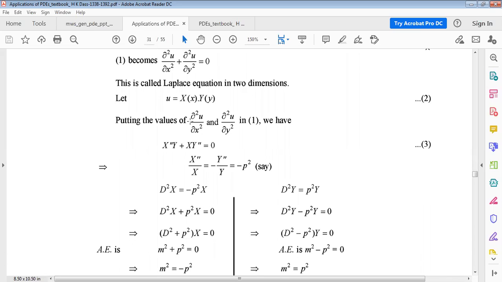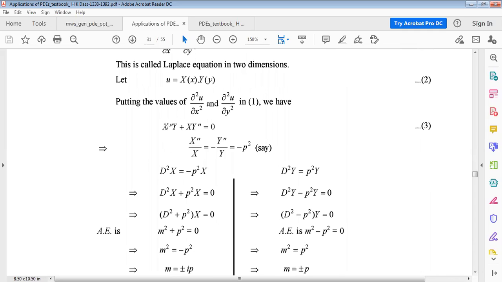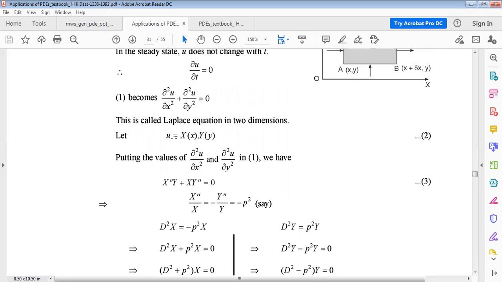Now taking double differentiation, del square u by del x square and del square u by del y square, from this and putting this here, we get X double dash Y plus X Y double dash equals 0. Taking double differentiation, this means what?